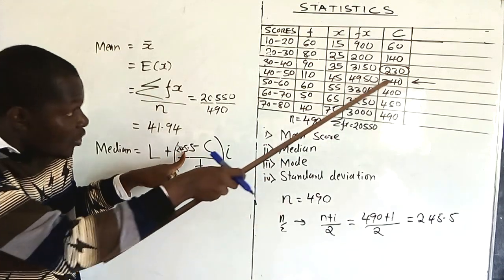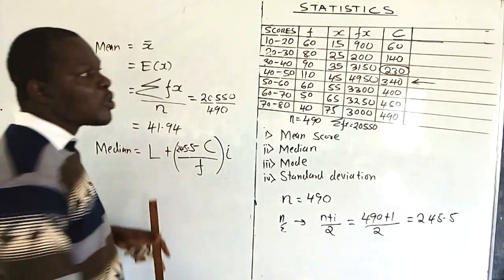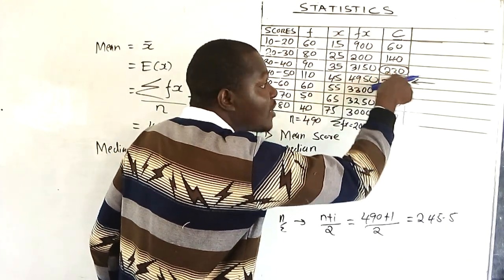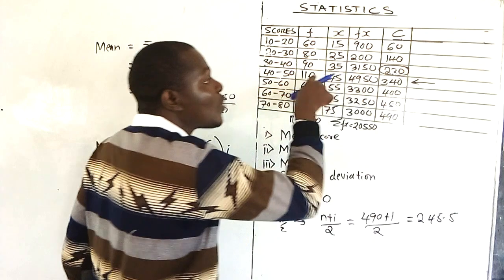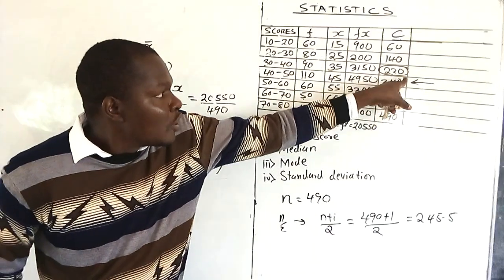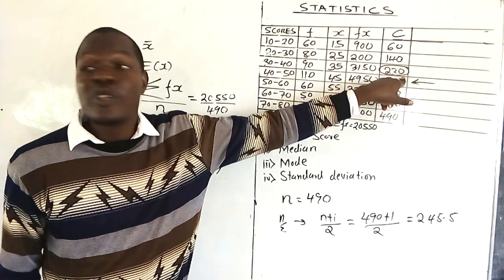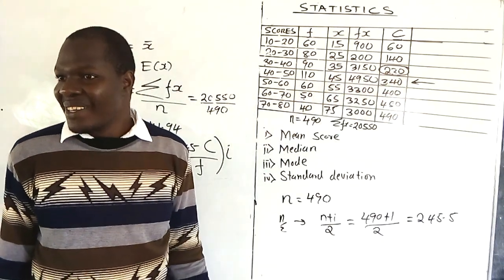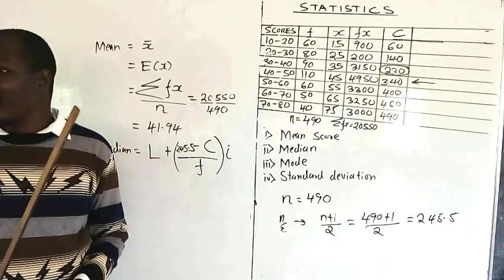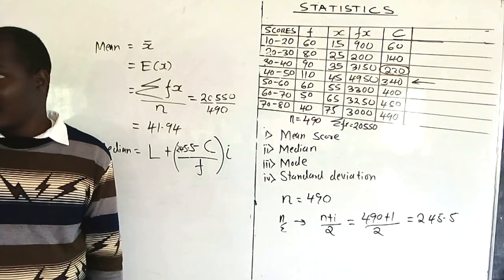So it means the 245.5 term is in this class. Are we together? It is in that class because you can see the previous class ended at the 230th term, meaning term number 231 to term number 340, all of them are in this class. And you can see there are 110 terms. Then you can see term 245 is between term 231 and 340. But the best way to see it is by looking for the value of C which is above it, isn't it? Okay?